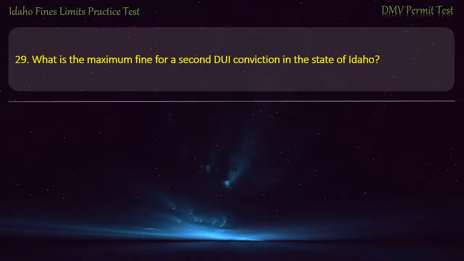Question 29. What is the maximum fine for a second DUI conviction in the state of Idaho? $2,000, $1,500, $1,000, $500. Answer: $2,000.